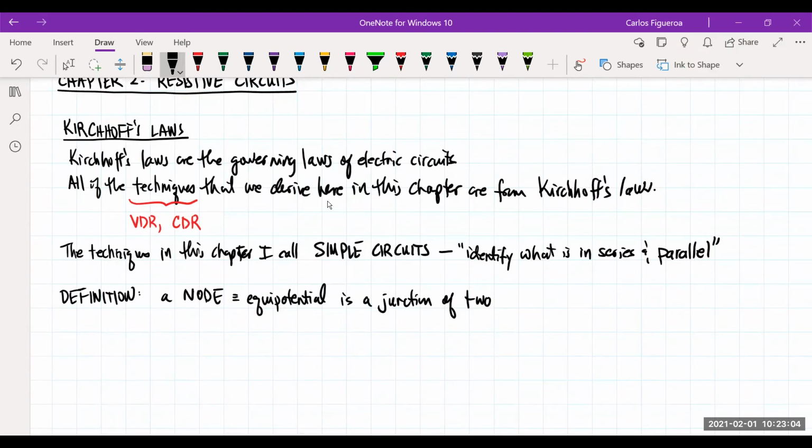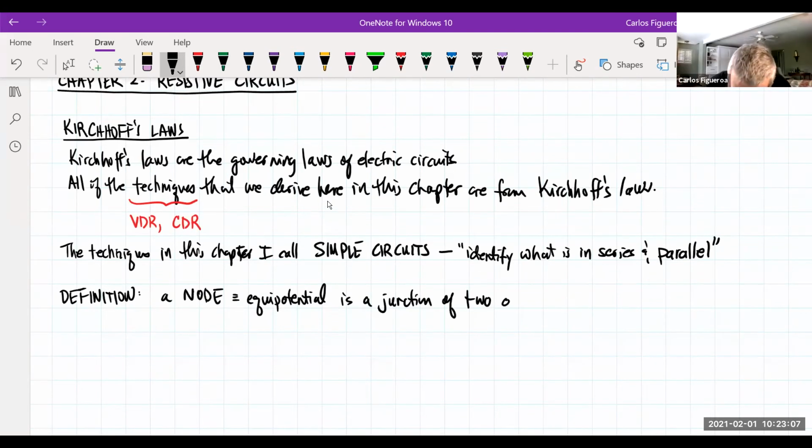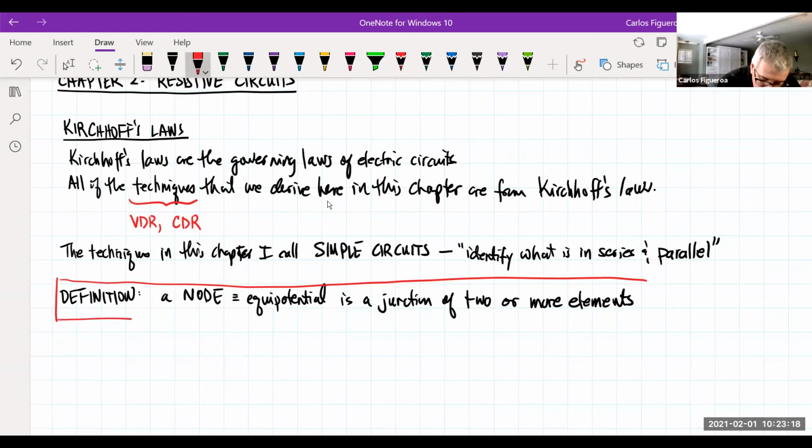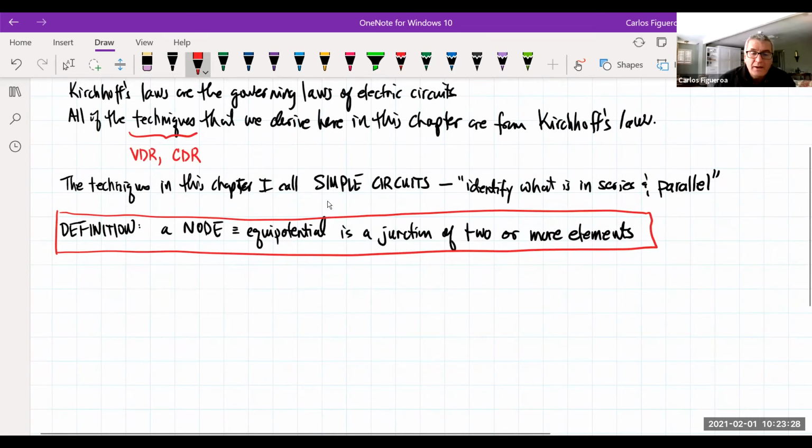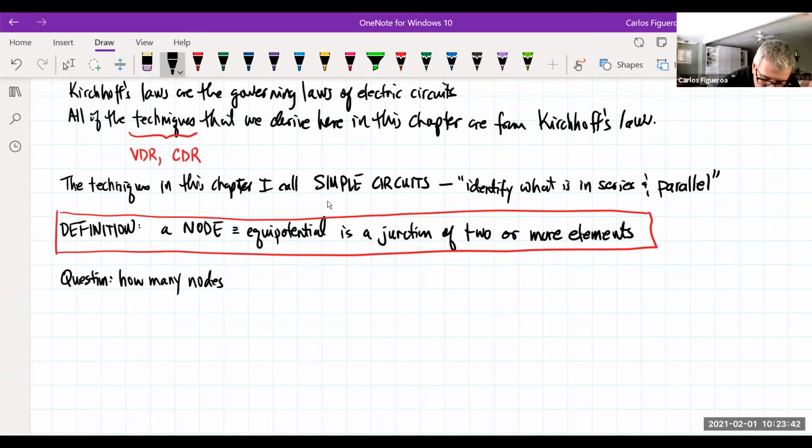Thank you. A node is a junction of 2 or more elements. In no time you'll be an expert at counting these guys because we're going to keep practicing on them. So what we want to do here is give you a sense of it. My question for this circuit here: how many nodes are there?